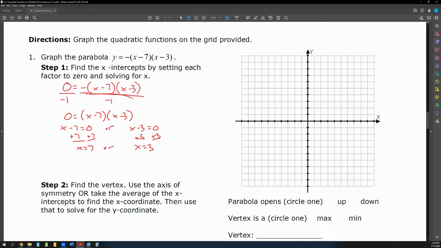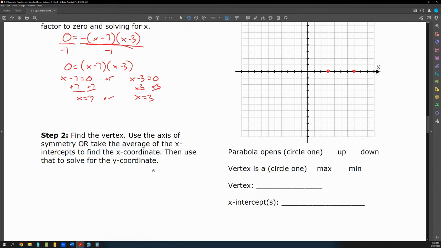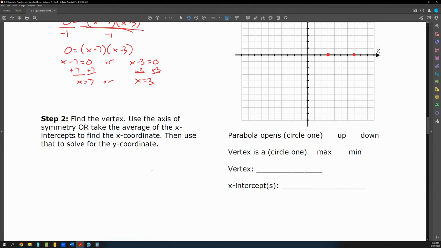Okay, so now we can go ahead and plot those points. X is equal to 7 or x equals 3. Step 2, find the vertex. So use the axis of symmetry or just take the average of the two x-intercepts. So you can choose which method you prefer. I'm going to choose the second method, find the average. So the x-coordinate is equal to the average of 7 and 3. So I'm going to take the sum of 7 and 3 and divide by 2. We get 10 divided by 2, which is equal to 5. So the x-coordinate of our vertex is 5.